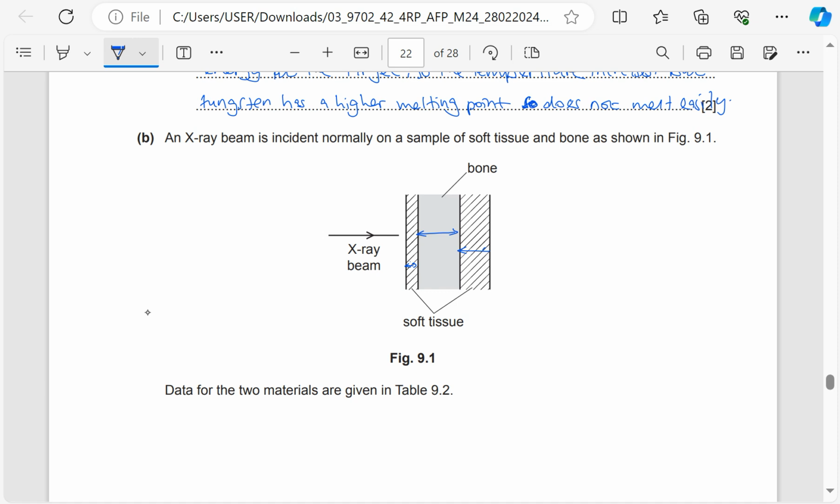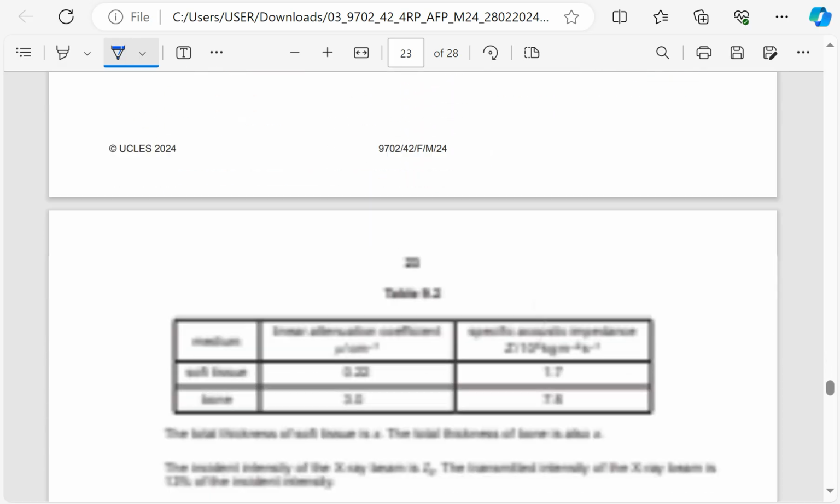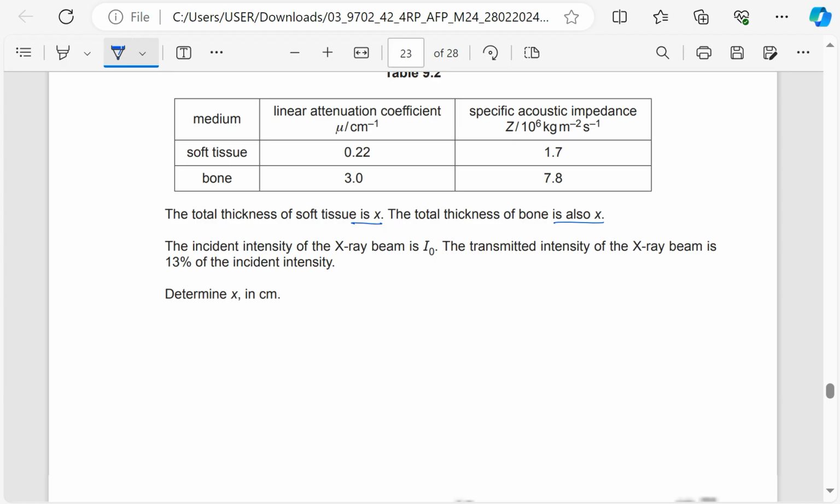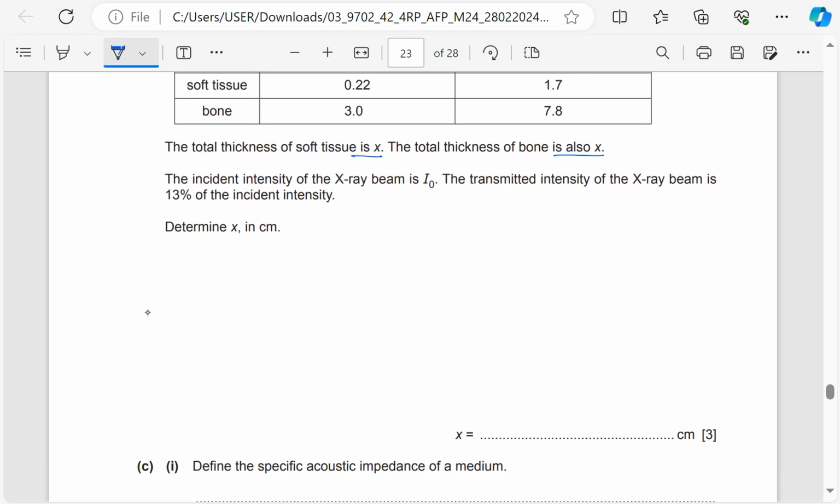Since the X-rays must pass through the soft tissue twice, instead of multiplying this and this, I'll just consider the total thickness here. Then I will multiply with the intensity which goes through this one here. Okay, so determine X in centimeters. We know that intensity transmitted through any medium is equal to I naught e power minus mu times t, where t is going to be the thickness. Since X has already been taken, I'll use t for the general equation.